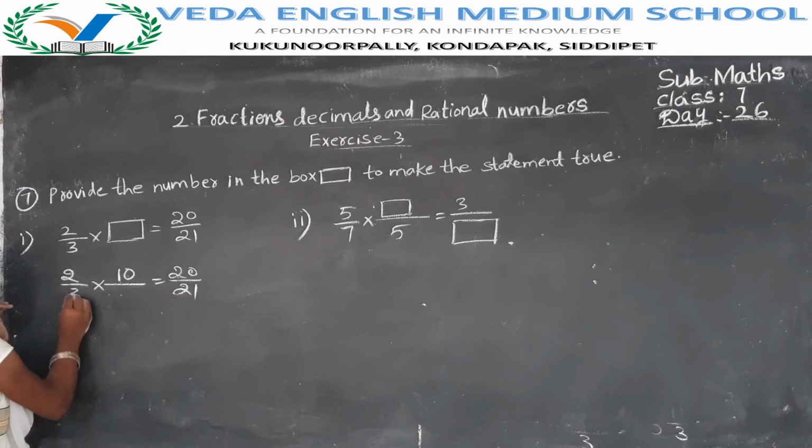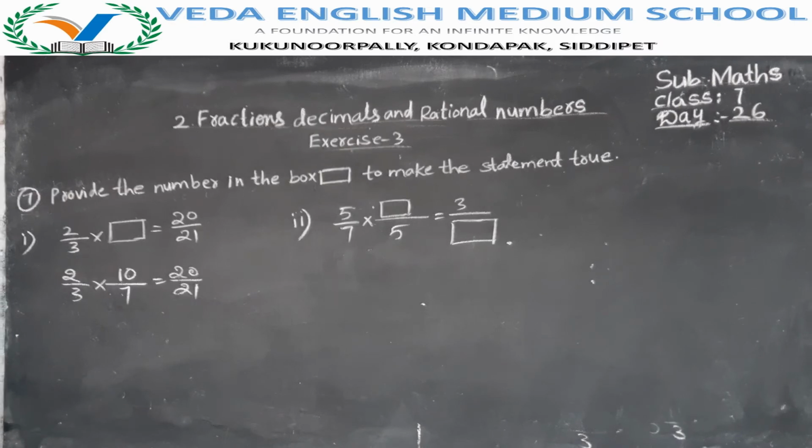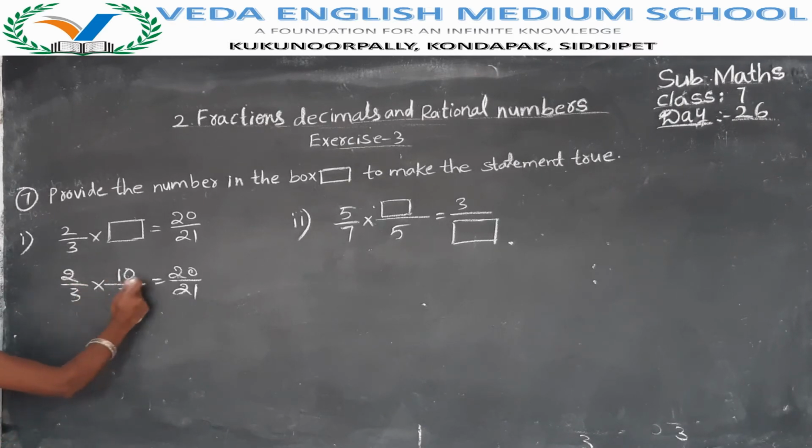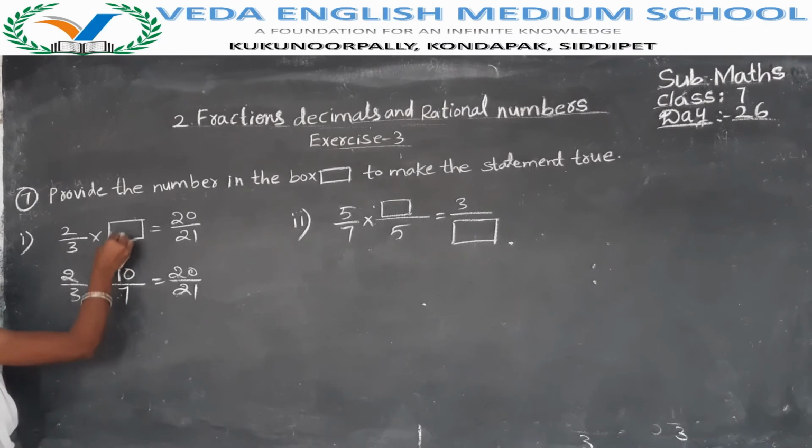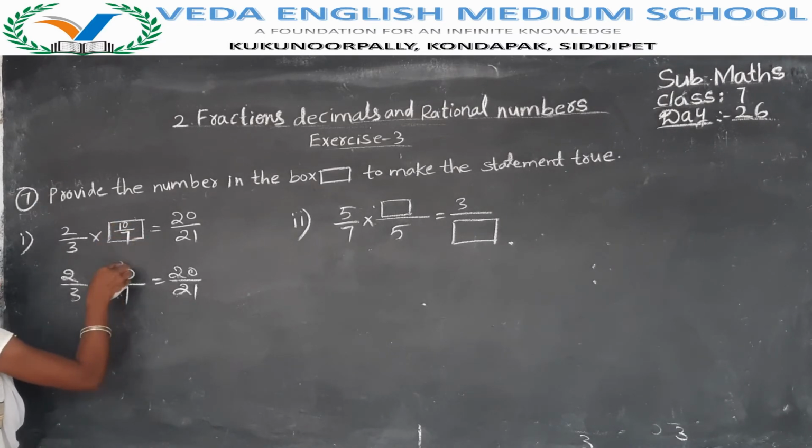We have to multiply the 3 with 7. If you multiply 3 with 7, then you will get 2/3 into 10/7 is equal to... there is no more possibility to cut. So 2 10s are 20, 3 7s are 21 directly. So here you have to write 10/7. In this box only directly you have to write 10/7. 2 10s are 20, 3 7s are 21.